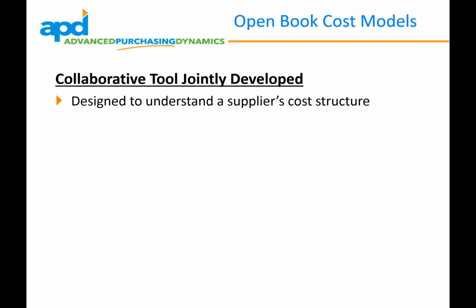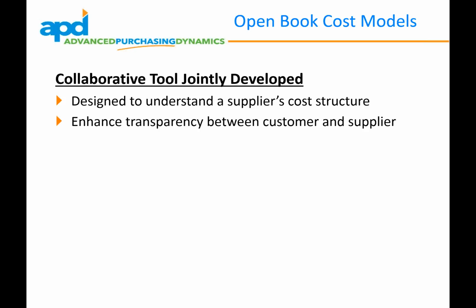So open book cost models, what are they? Really a collaborative tool that's jointly developed and designed to understand a supplier's true cost structure. As you hold the end item in your hand, it's having a good grasp of breaking that into its 5 basic elements of material, labor, burden, SG&A, and profit, truly understanding what those are and agreeing to them up front. Again, it creates a level of transparency between a supplier and a customer, so there is a level of trust there and you can make good decisions going forward. And using some of this information to determine and form long-term relationships.